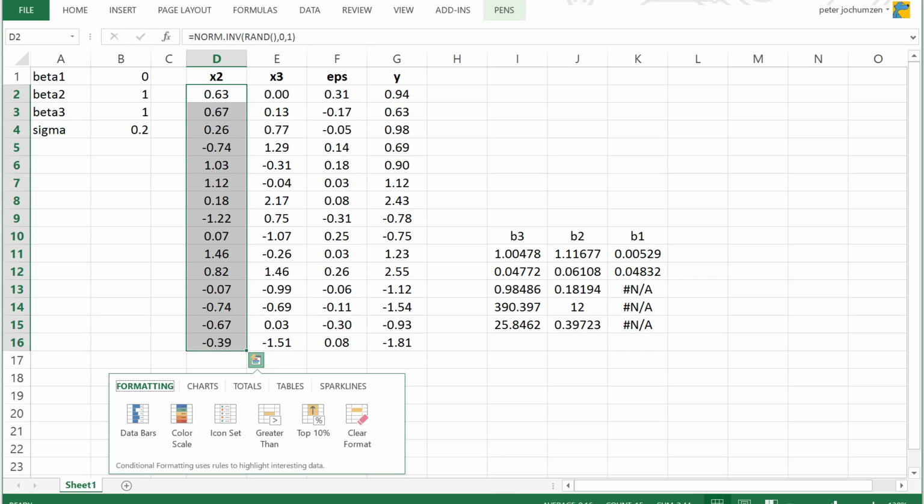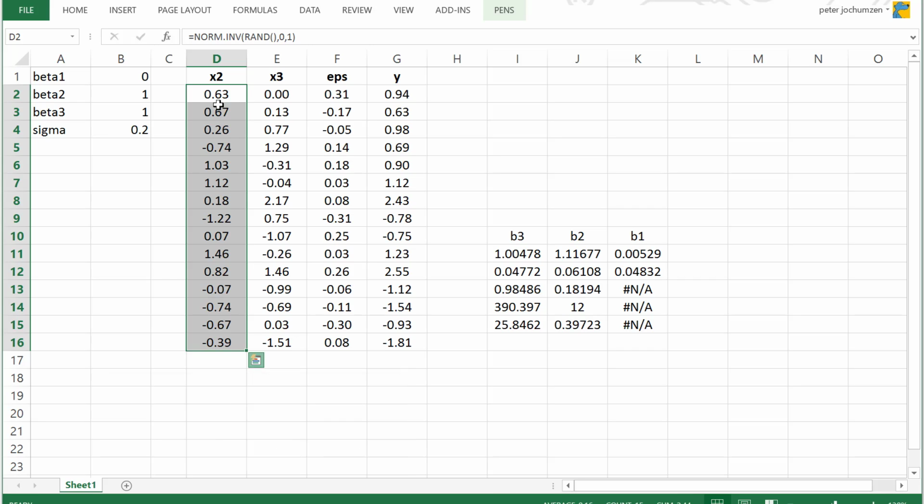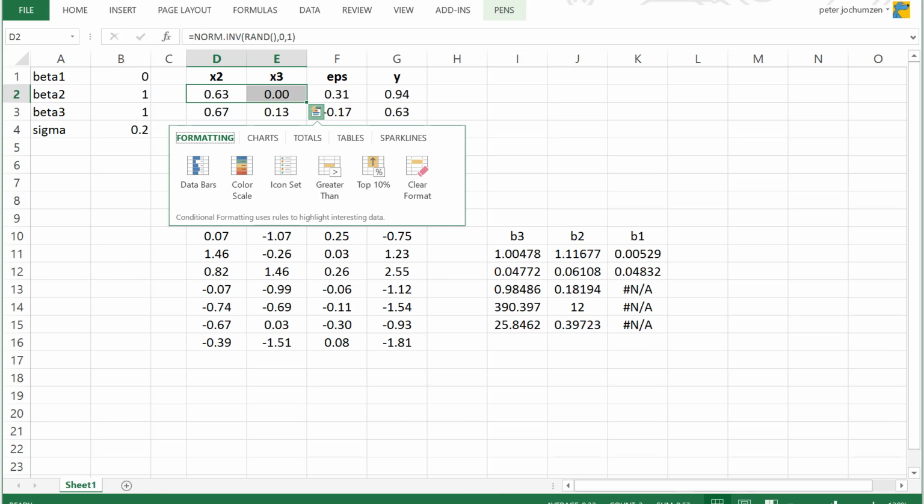So here comes the important part. We took this formula and we copied it over to E2. Now that will of course also make these two numbers drawings from independent random variables. This is not something that's required by the Gauss-Markov assumptions and by random sampling.